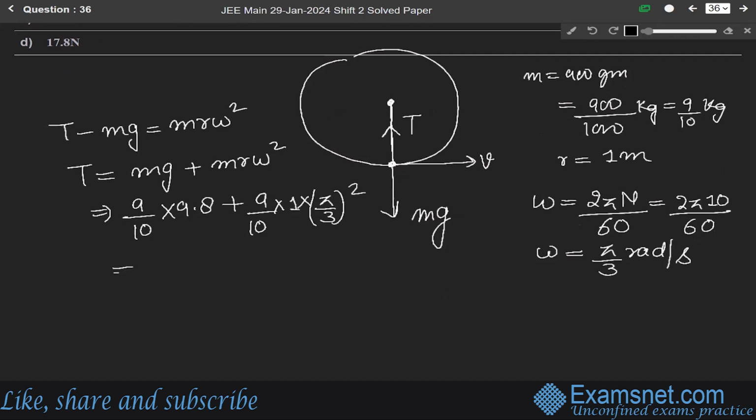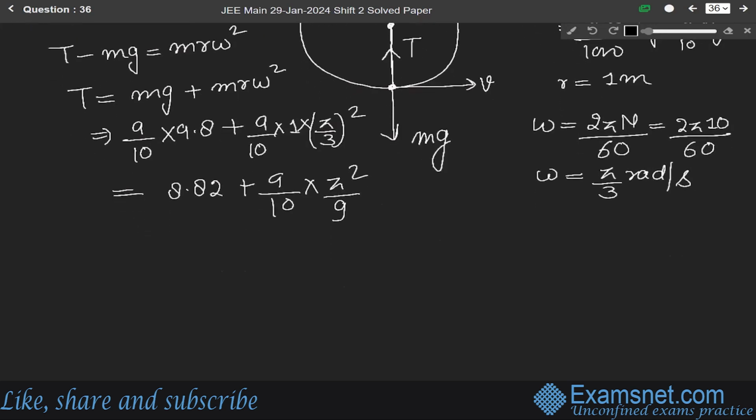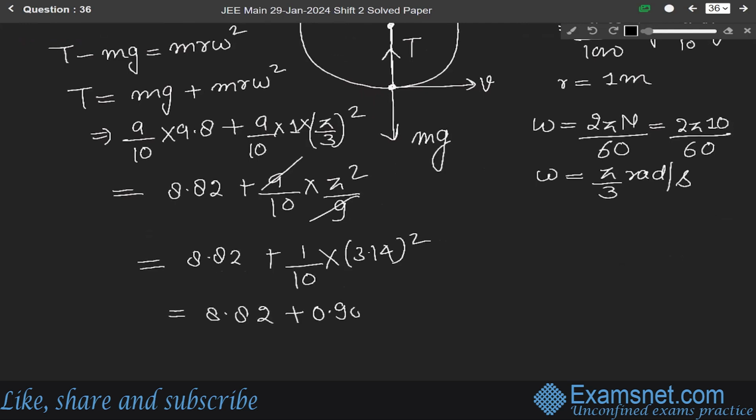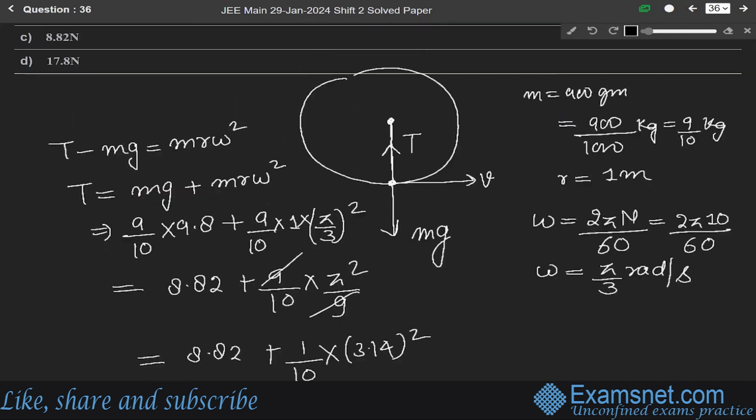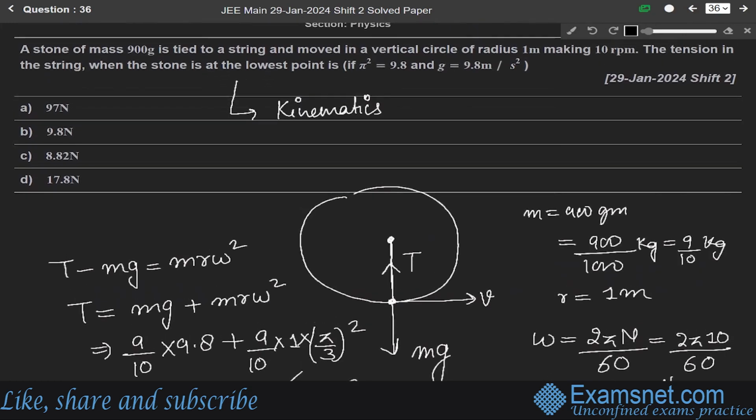Now solving it, we get 8.82 plus 9/10 into pi square over 9. Putting the value of pi, 3.14. So 8.82 plus, 9 cancels out, 1/10 into 3.14 whole square. So we get 8.82 plus 0.98, which is equal to 9.80 Newton. So the tension force acting on it is 9.80 Newton. So the correct answer is option B.